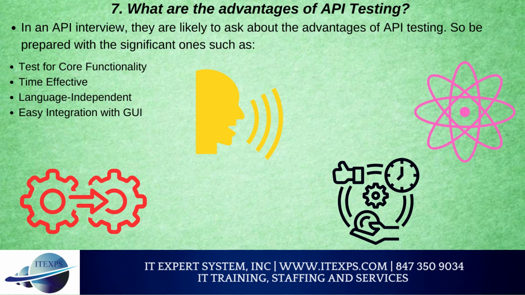Time effective. API testing usually is less time consuming than functional GUI testing. The web elements in GUI testing must be pulled, which makes the testing process slower. Particularly, API test automation requires less code, so it can provide better and faster test coverage compared to GUI test automation. These will result in cost saving for the testing project.